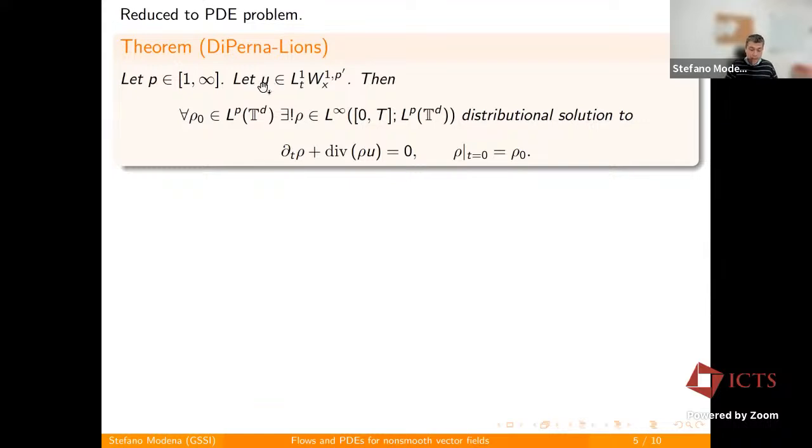And let's assume that we have a vector field which is L1 in time with values in W^{1,p'} in space, where p' is the dual Hölder exponent to p, so 1/p + 1/p' = 1. So a given vector field in this Sobolev class.